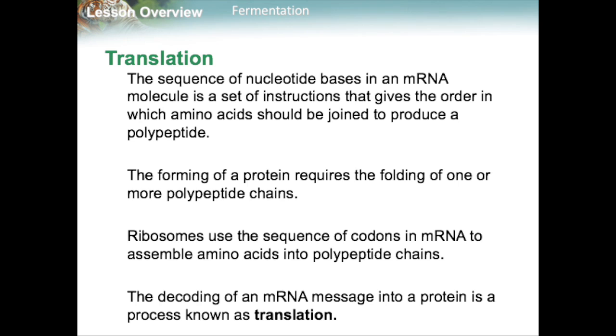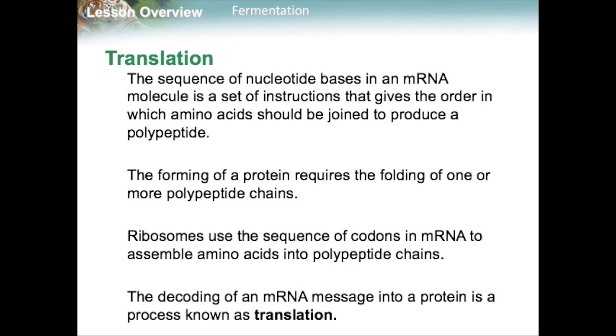So the sequence of nucleotide bases in mRNA are a set of instructions that give the exact order of the amino acids and how they should make the chain. So the forming of a protein requires the folding of one or more of these polypeptide chains. Ribosomes use a sequence of codons in mRNA to assemble these. This process of decoding is known as translation.